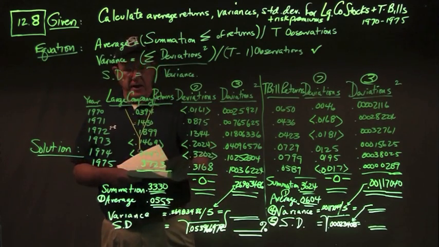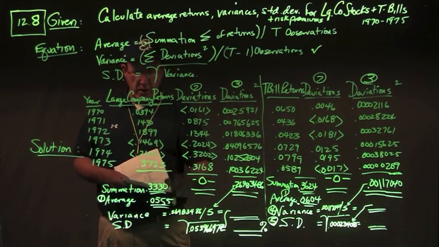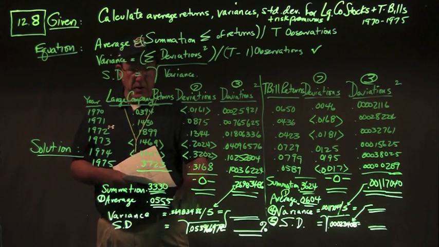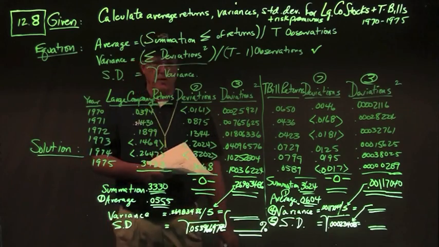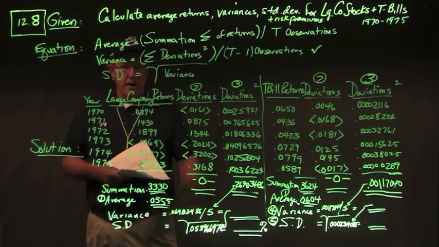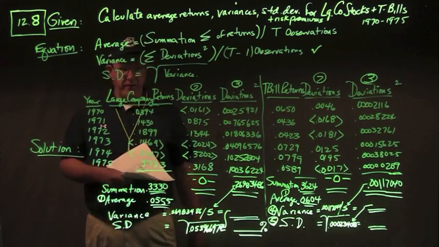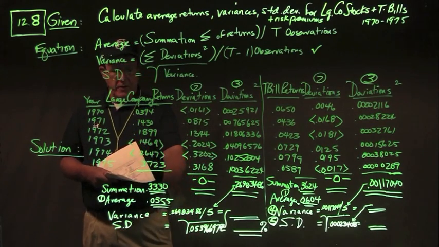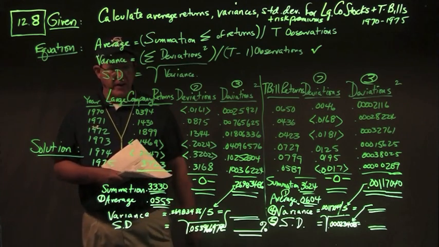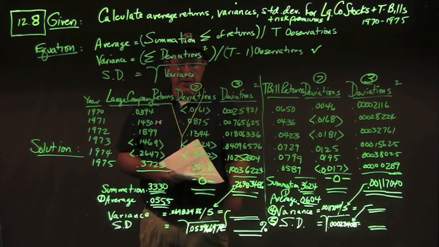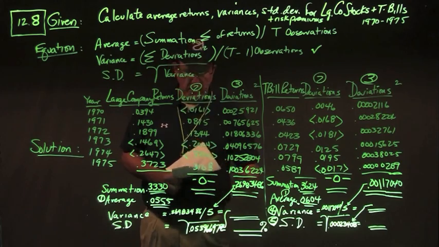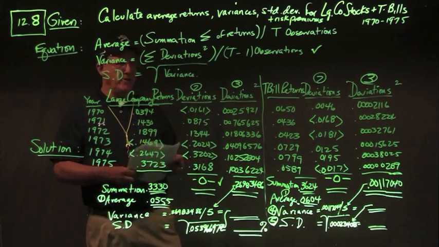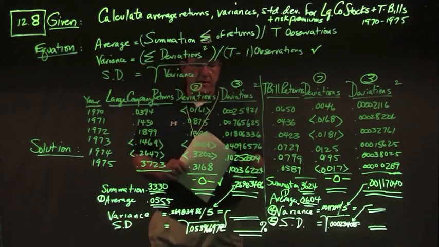Then I'm going to calculate the deviations by taking each actual return minus 0.0555. So 0.0394 minus 0.0555 is minus 0.0161. Be careful of your sign. 0.1430 minus 0.0555 equals 0.0875 and down the list. I subtract this 0.0555 from each of these 6 values to get the deviations. Summation of my deviations must equal 0. If it does not, go back and start again. If it does equal 0, I proceed to step 3, where I square them up and sum them up.